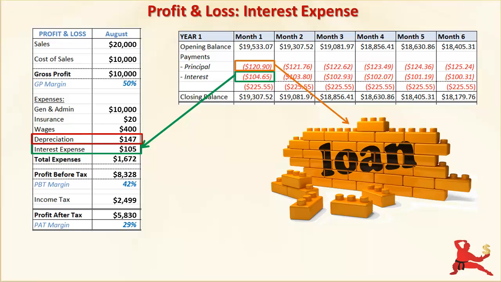We also have depreciation expense for the forklift of $113.64, call it $114. So that together with the depreciation for the computer makes total depreciation of $147 in August. Now, let's look at the cash flow statement before we move to the balance sheet.